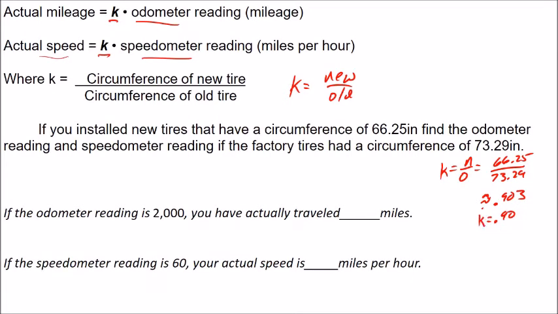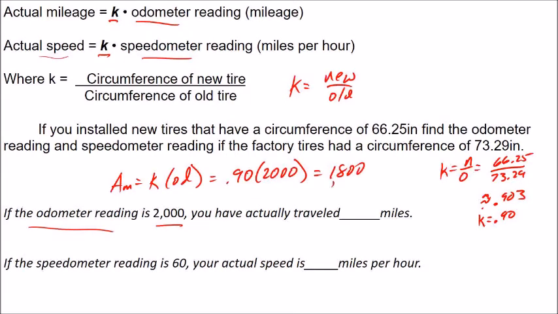All right, and now it says if the odometer reading is 2,000, how many miles have you actually traveled? Again, the actual mileage is your K times your odometer, so that would be K, which is 0.90, times our 2,000, which is 1,800. So if our car says we've traveled 2,000 miles, given that change in tire size, we've technically only traveled 1,800 miles.